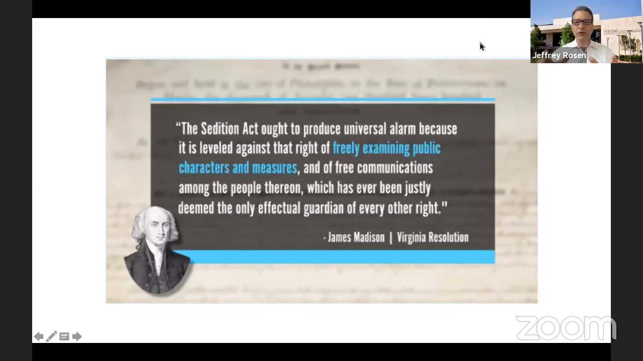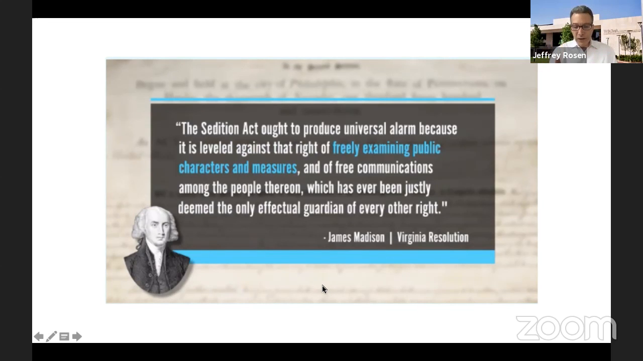Isn't that a beautiful expression, both of the importance of the right of freely examining public characters and measures, in other words, people like President Adams, and freely communicating your opinions. And that's the only effectual guardian of every other right. Why? Because unless I have the right to say, hey, President Adams, you're wrongly suppressing freedom of conscience, or your government officials are breaking into people's houses and engaging in unreasonable searches and seizures, then I won't be able to mobilize public opinion to defend all the other rights that were given by God or nature, as well as being enumerated in the Constitution and the Bill of Rights.